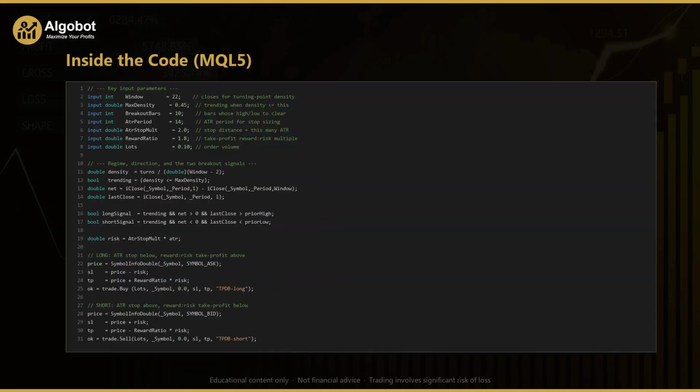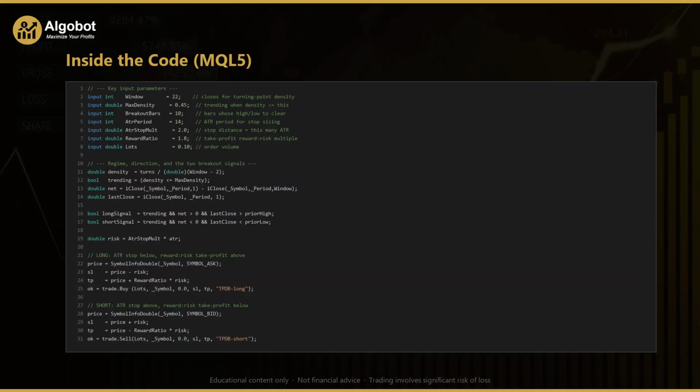Let's read through the MetaEditor code on screen. At the top are the input parameters you can adjust in the tester. Window is how many closes the density is measured over. Max density is the trending threshold. Breakout bars is the range the price must clear. ATR period, ATR stop multiple, and reward ratio control the stop and target, and lots sets the order size.